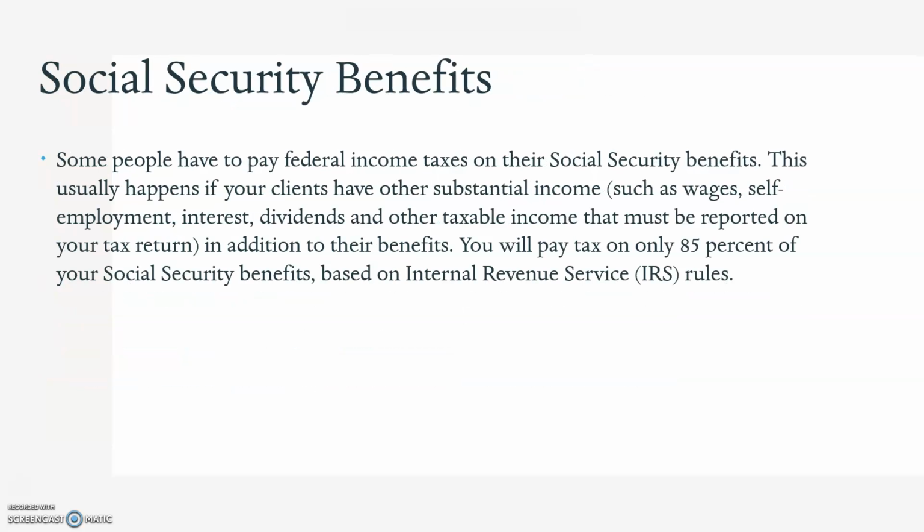Other income. Social security benefits. Some people have to pay federal income taxes on their social security benefits. This usually happens if you have other substantial income such as wages, self-employment, interest, dividends, and other taxable income that must be reported on your tax return. In addition, you may pay tax on up to 85% of your social security benefits, based on Internal Revenue Service rules.